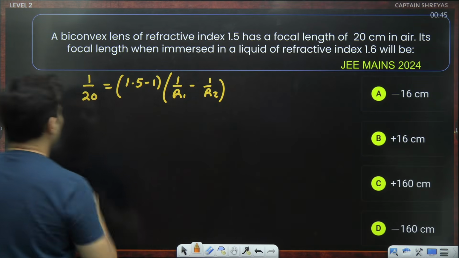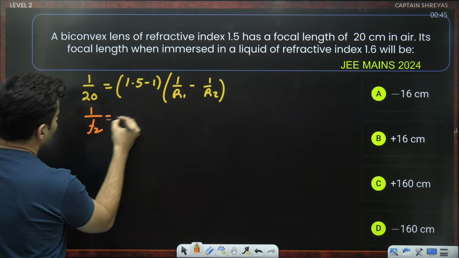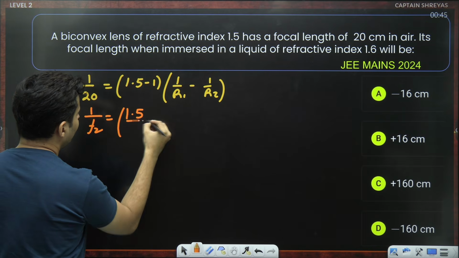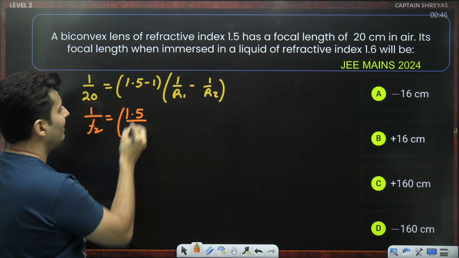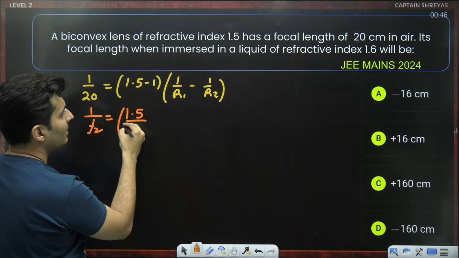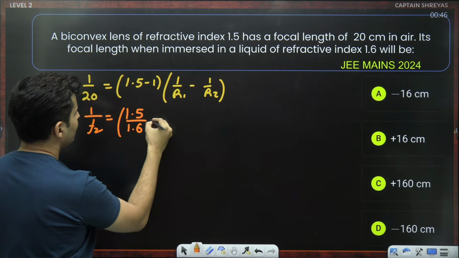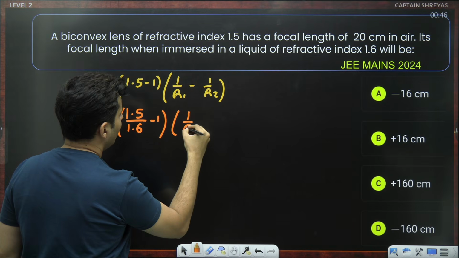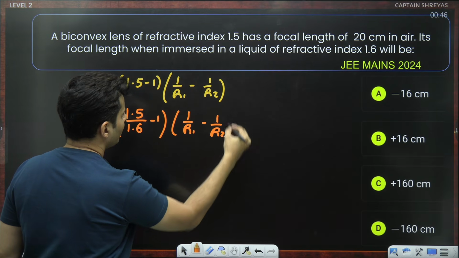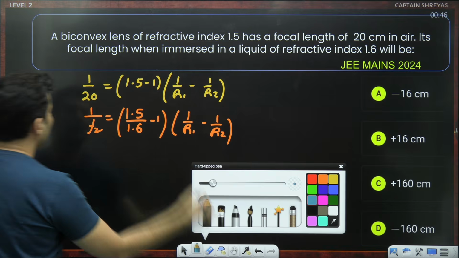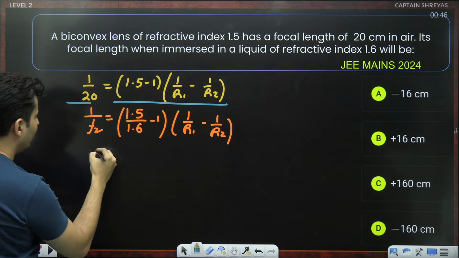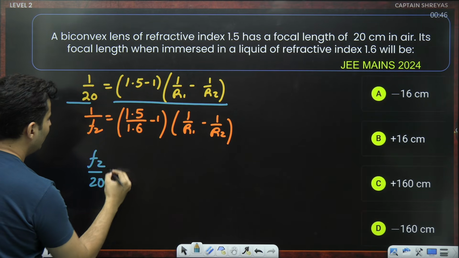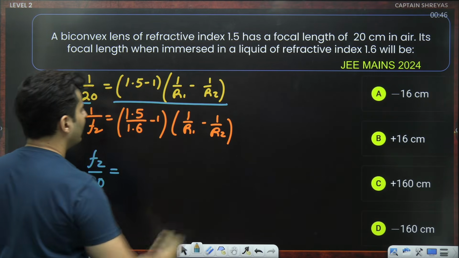Second time, the focal length is unknown. Refractive index will be now relative. So relative is mu2 by mu1. Mu2 is 1.5, which is of the lens. Refractive index of the liquid is 1.6, so minus 1. So 1 by R1 minus 1 by R2. Obviously, the next step is to divide both of them. The moment you divide 1 by 20 with 1 by F2, F2 will go on the top, 20 will be here. This and this will get cancelled.